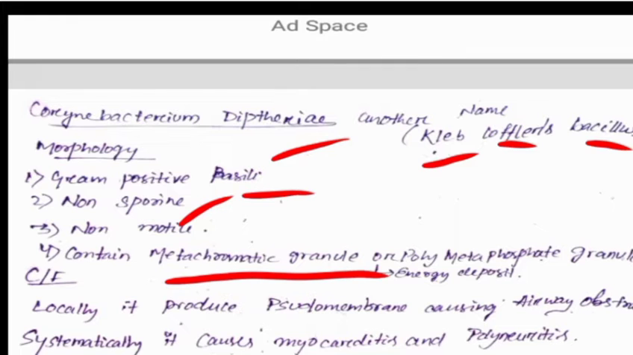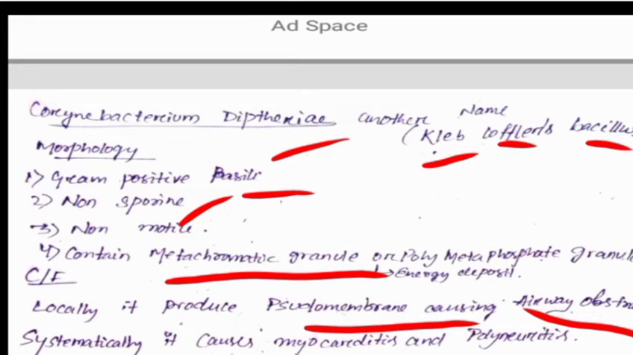They contain metachromatic granules. What are metachromatic granules? Metachromatic granules give energy to the bacteria. That's why it contains polymetaphosphate granules. Then what is the clinical feature? Mainly it produces a pseudomembrane, causing airway obstruction. Its main action is on the respiratory system.